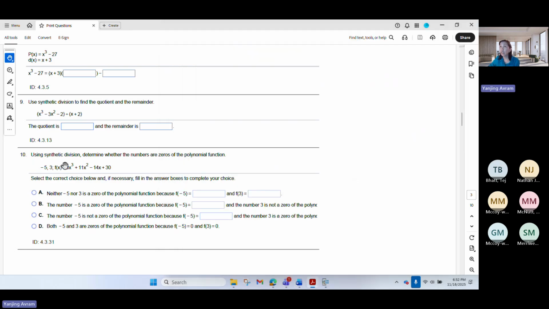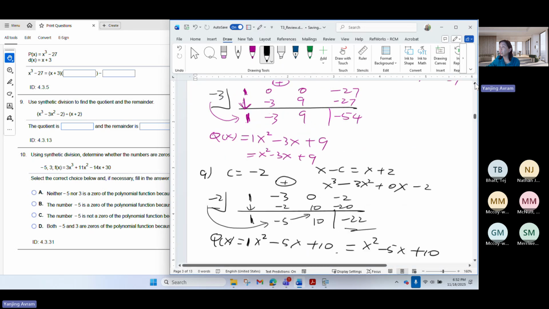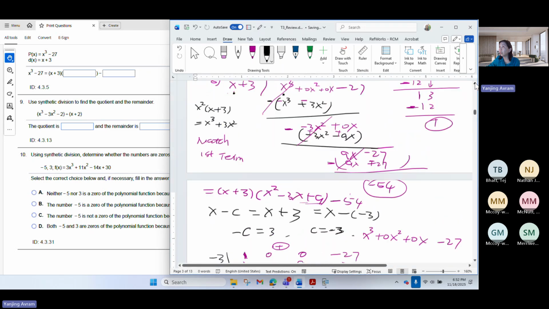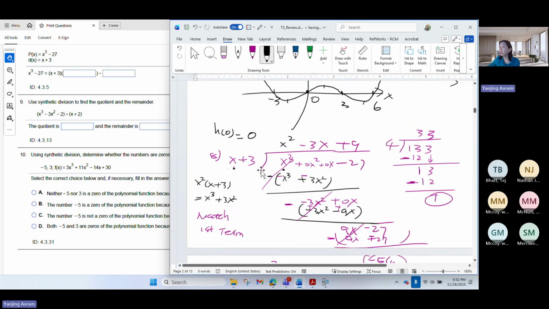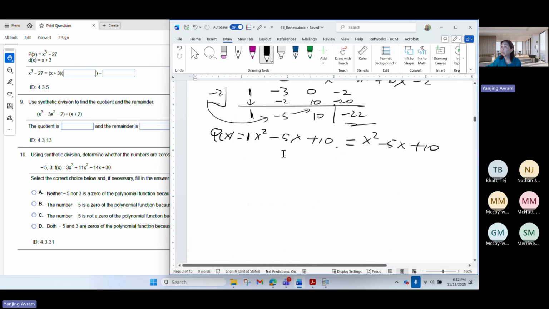All right, so that is how you do this one right here. I'm showing you two different ways. Okay, one way is synthetic division, another way is called long division. Usually you don't have to do the long division, because you only need to figure out the quotient and the remainder, right? So the short division or the synthetic division works just fine. Okay, any questions?